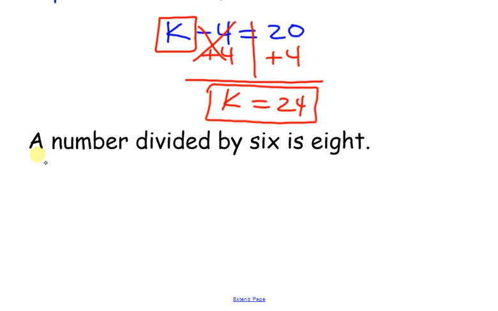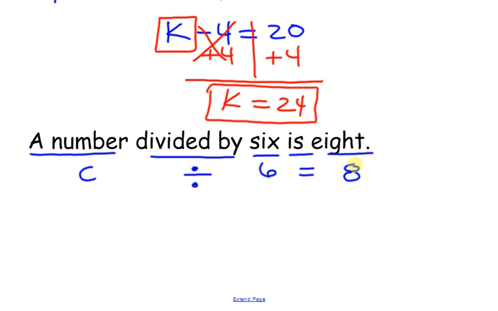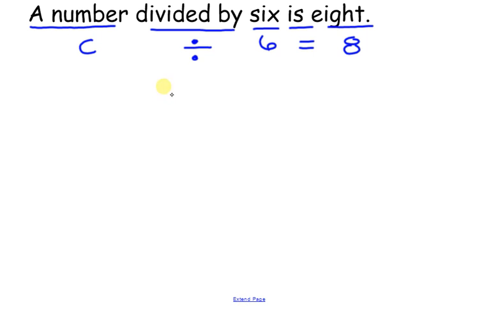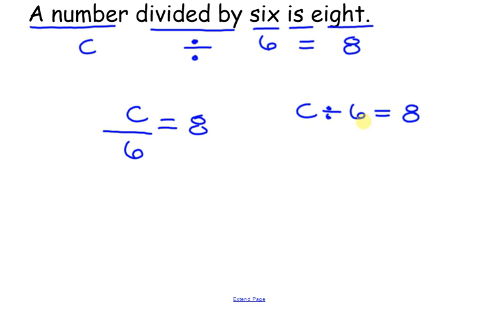So here we have a number, so I'm going to use c. Divided by, okay, so I know that that's division, 6, is, that tells us equals 8. So with division, there's 2 different ways we can write it. We can write c over 6 with a fraction bar equals 8, or we can write c divided by 6 equals 8. For this one, I'm going to use the second one that we wrote, but it does not matter. You will get the same answer both ways.